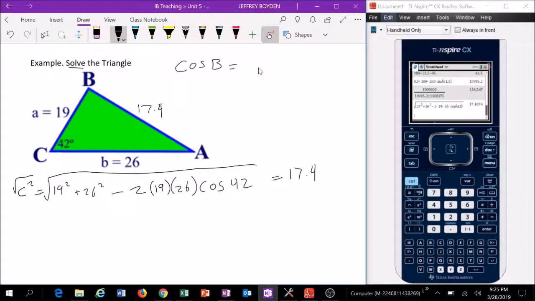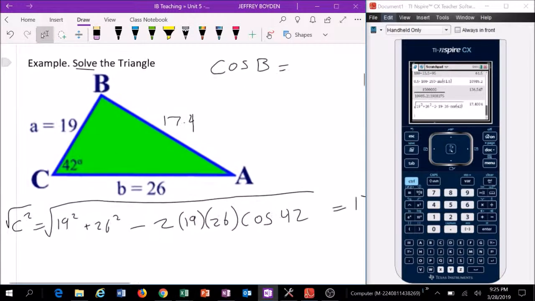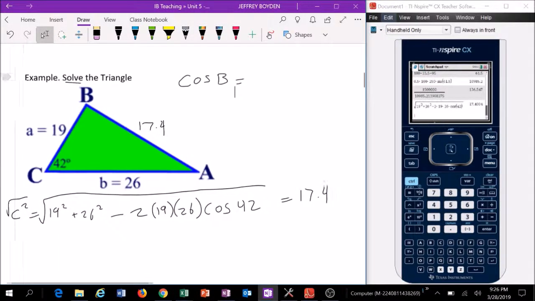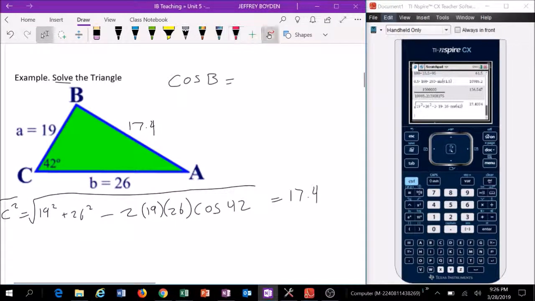Cosine of B is going to be, well, guys, honestly, here's what I do when I set these up. I don't even look back at the formula. What I do remember is some of the key features of it, though. In the numerator, there were 3 things, separated first by a plus, then by a minus, and each of them are squared. And then in the denominator, there's always a 2, and then 2 numbers.